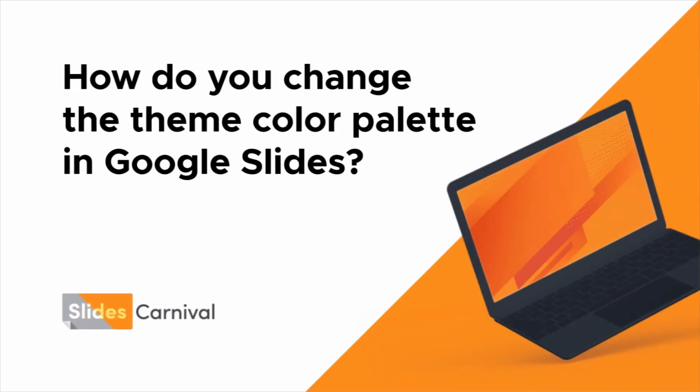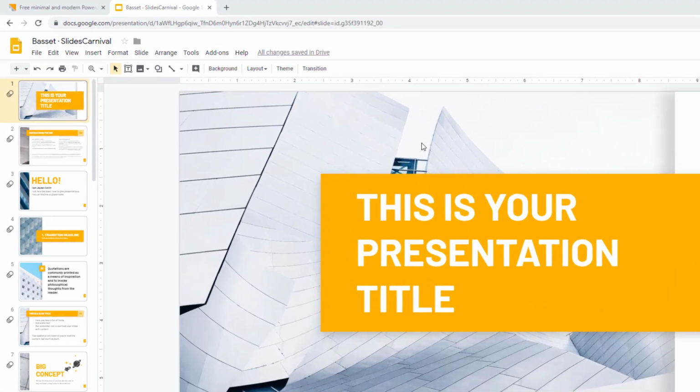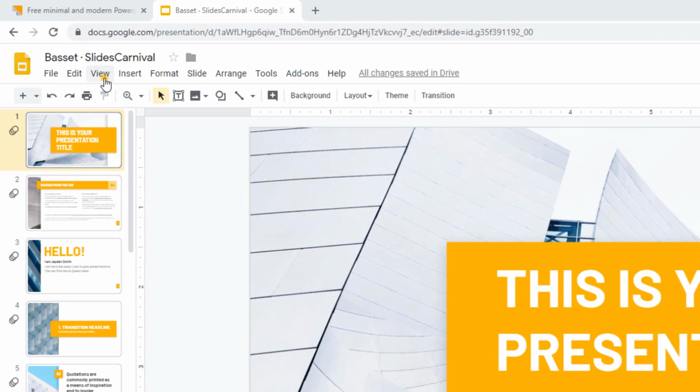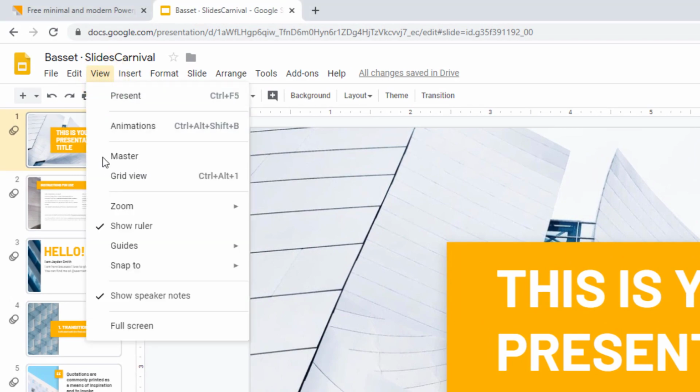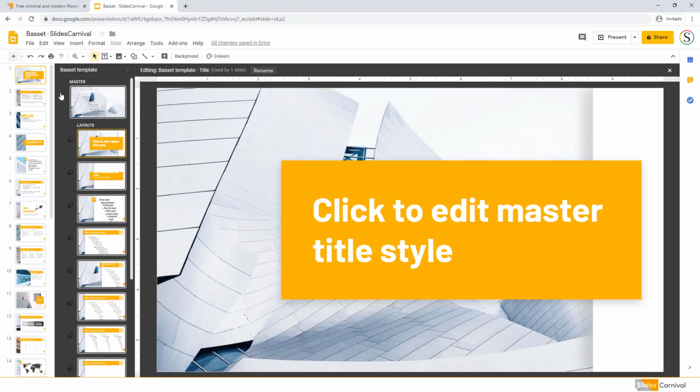How do you change the theme color palette in Google Slides? If you want to create a unique look for your presentation, you can change the individual colors that make up your presentation's theme. At the top, click View. Then select Master. The presentation will switch to the Master Template Editor.